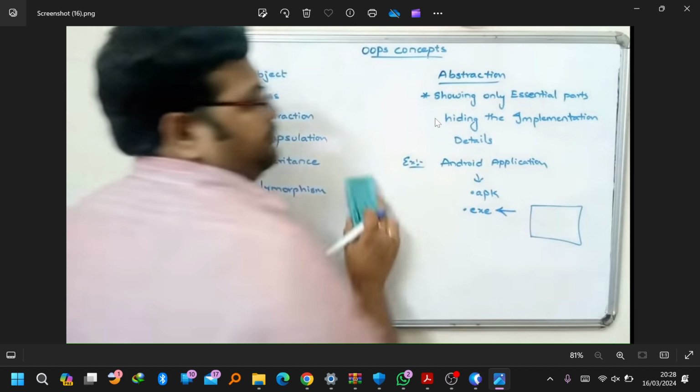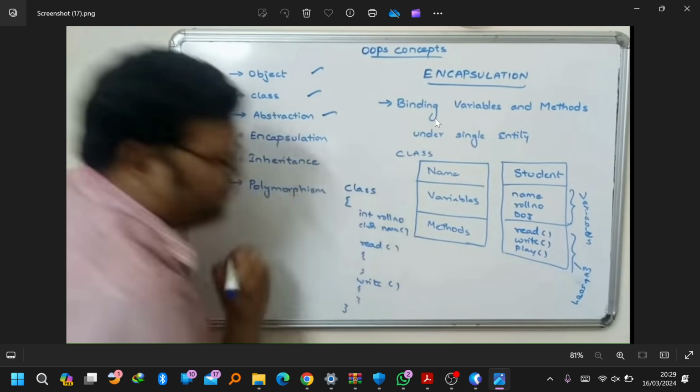For example, when you download an application from Google Play Store, it comes with an extension .apk or .exe for a computer, but you don't know. All you do is just install and start using. You don't know which codes were written to achieve that, to come up with that software. So that's what we call abstraction. Then the next concept that we are going to look at is encapsulation, hoping that we have understood abstraction.